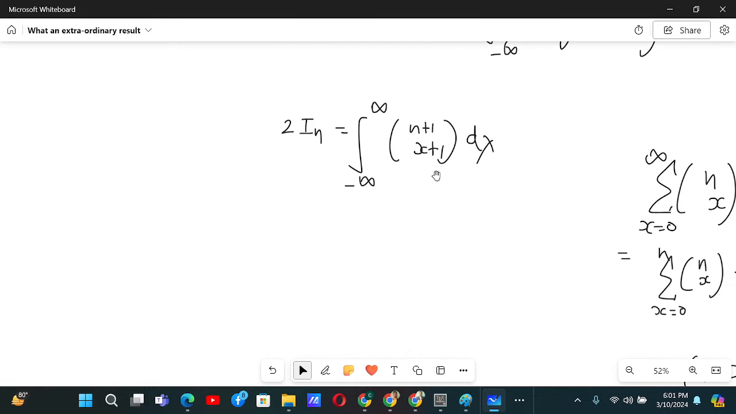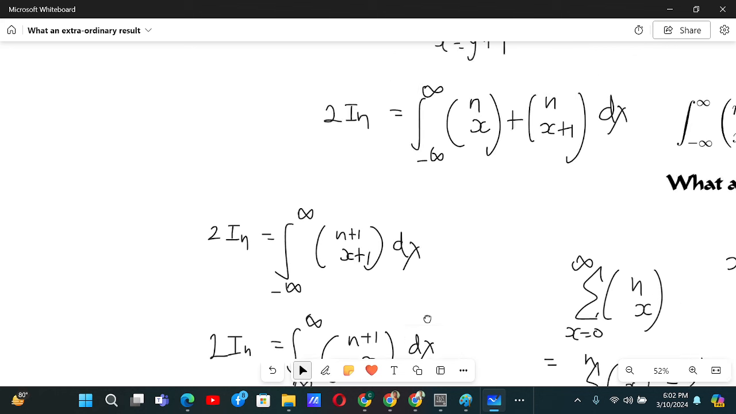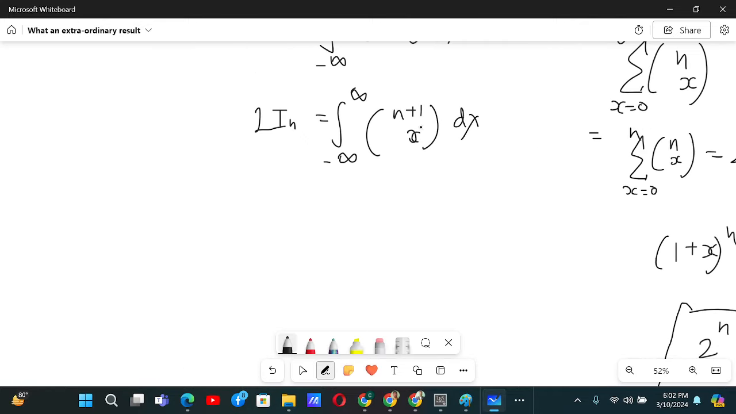Now again I can replace x plus 1 by y, and the limits of the integral remain unchanged, so I can write this as 2I of n is equal to the integral from minus infinity to infinity of n plus 1 choose x dx. As I have already shown, here also I have changed x to x plus 1, and this is similar. Now we know that this is I of n plus 1.